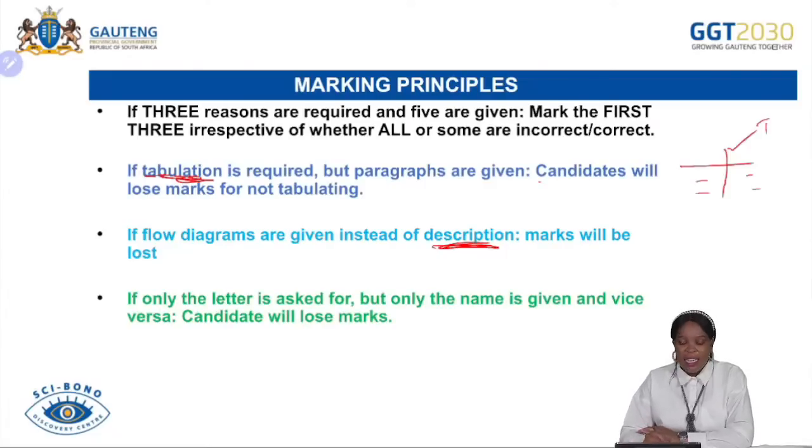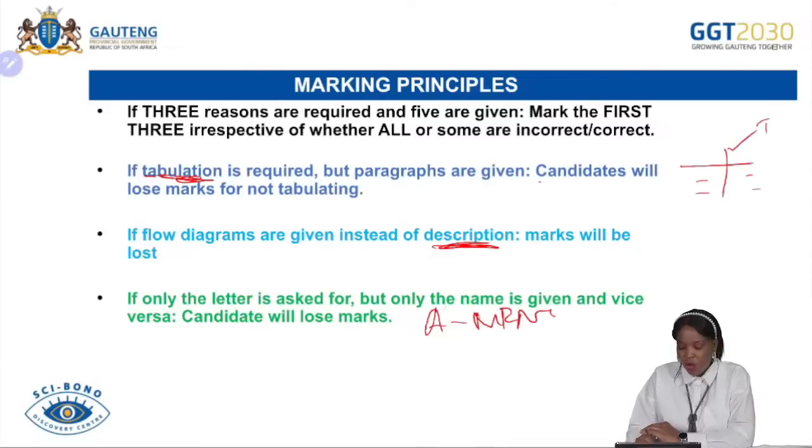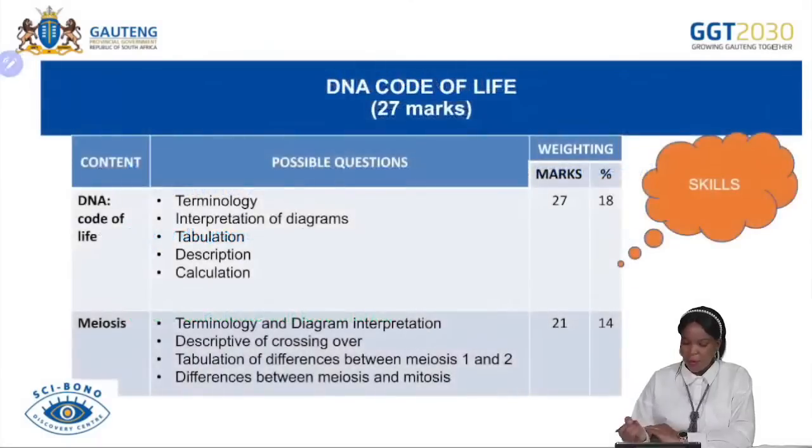Then, if only the letter is asked for, but only the name is given, or vice versa, then the candidate is going to lose marks. There are questions that will be asking you, give the name and the letter of the part that does 1, 2, 3. Then you're supposed to say A, which is your mRNA or whatever. So you're going to get 2 marks. So if you do not write the letter or you don't write the name, you are going to lose marks. So please make sure that you read your questions carefully and you answer accordingly, because you lose marks unnecessarily.